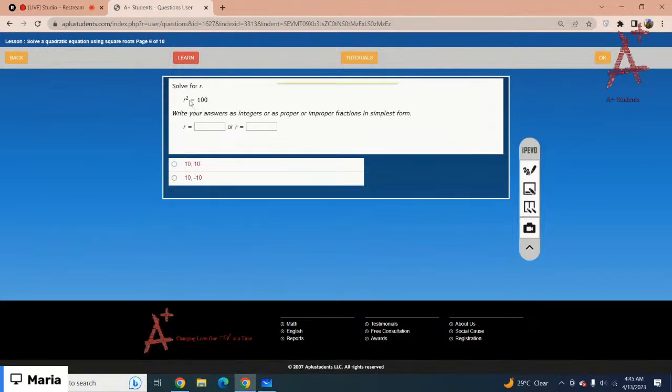Okay, solve for r squared equals 100. So which is the correct option? When you have a positive number, the square root of 100 equals 10 and negative 10. So the correct option is 10 and negative 10. Option number 2 is the correct option.